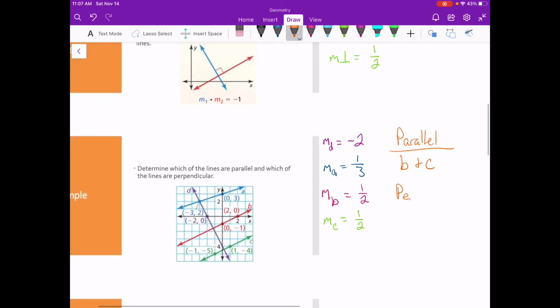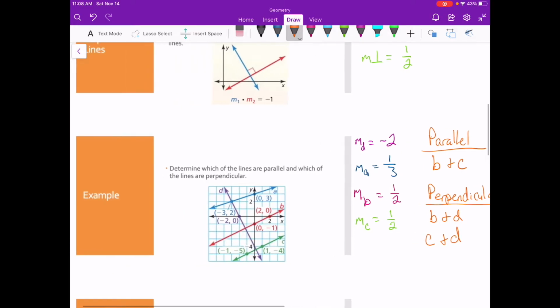Let's look at perpendicular. The slopes of perpendicular lines are negative reciprocals. Well, I know that -2 and +1/2 are negative reciprocals, so B and D are perpendicular, as well as C and D. So we're looking at the slopes and we are comparing them.